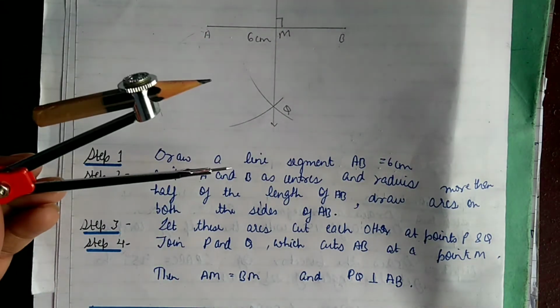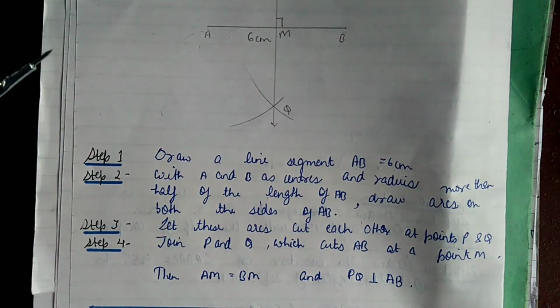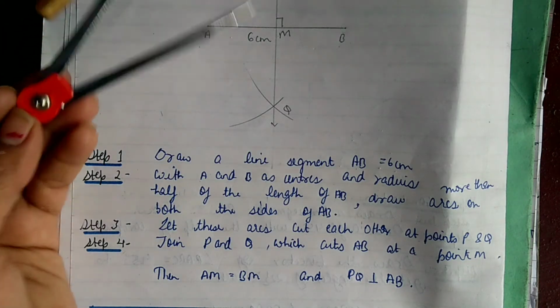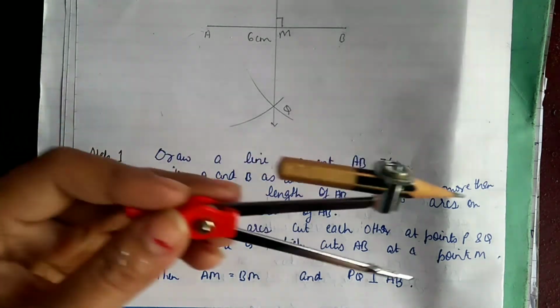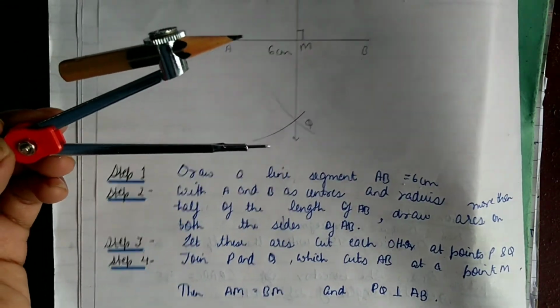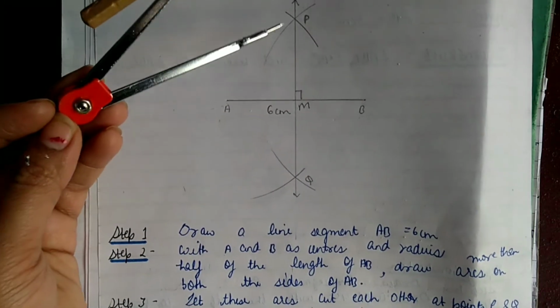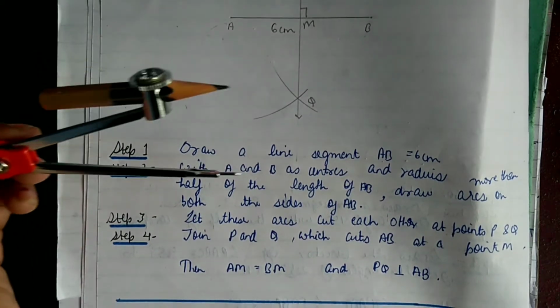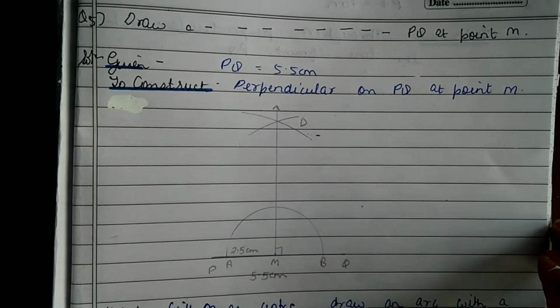Now with A and B as center, look, with A and B as center you have to take the radius more than half of the length of AB and draw arc on both the side. Both the arcs will cut at point P and Q respectively. Then you have to join P and Q, which cuts AB at point M. It means this line, this PQ is perpendicular to AB and AM is equal to BM. Now question number 5.